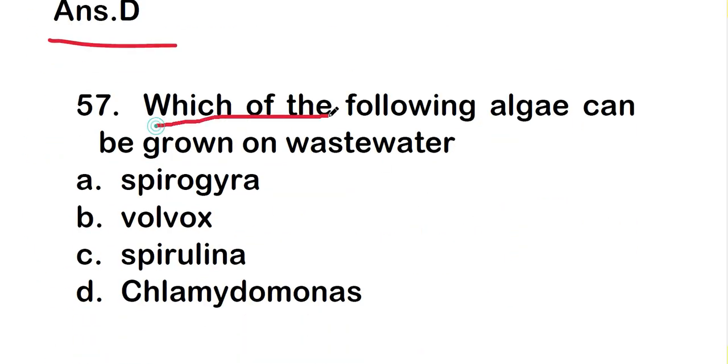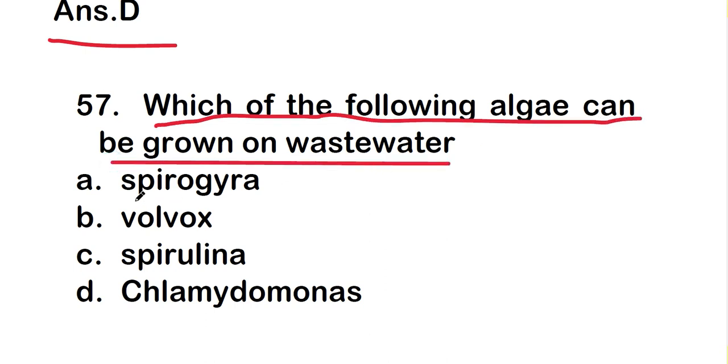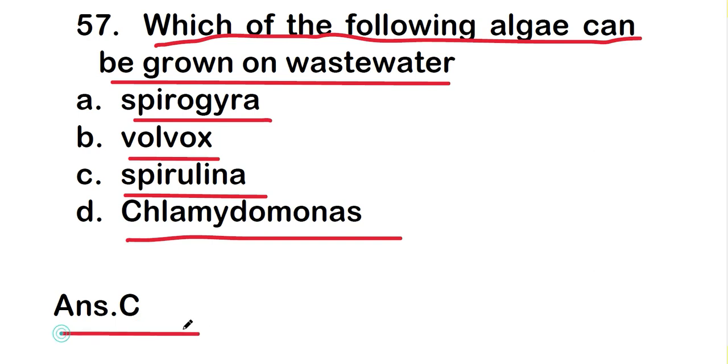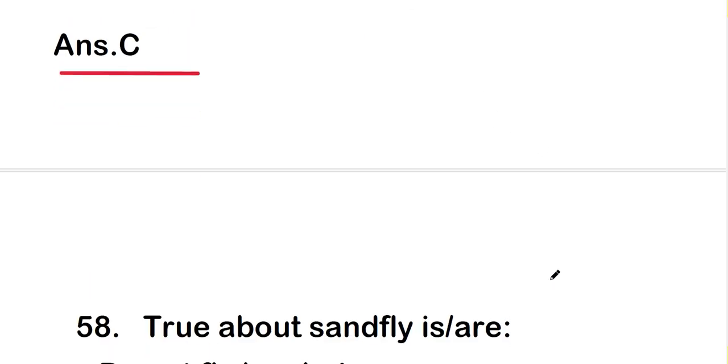Next is, which of the following algae can be grown on wastewater, and the options are Spirogyra, Volvox, Spirulina, or Chlamydomonas, and the right one is option C, that is Spirulina. So Spirulina is an algae which can be grown on wastewater. Okay, so next question here.